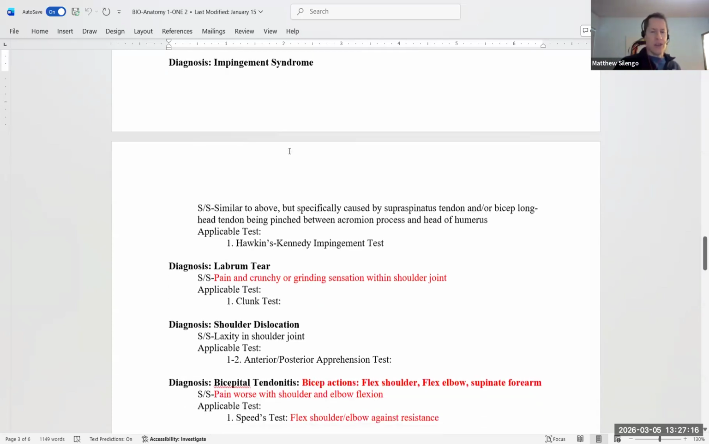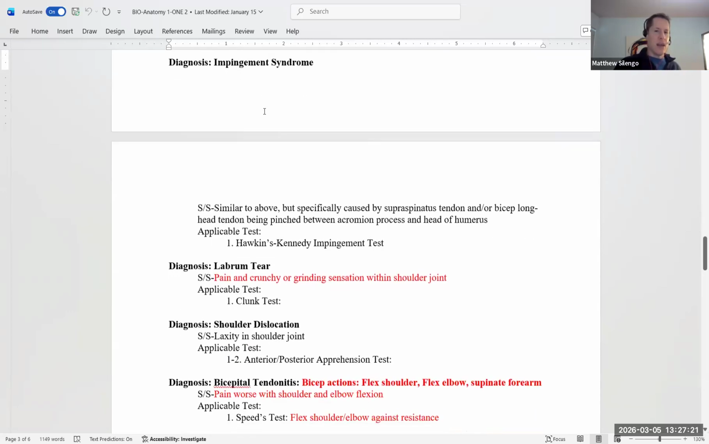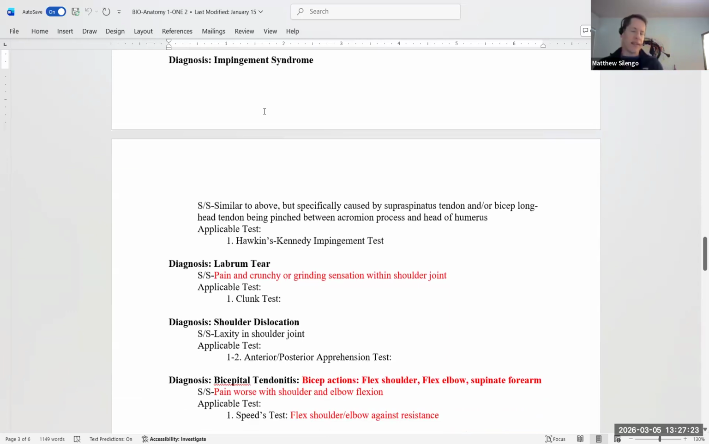Now, then we have something called impingement syndrome. Impingement syndrome is the same basic concept of supraspinatus tendonitis, but with impingement syndrome, what we're saying is that either the supraspinatus tendon and or the bicep long head tendon are literally being impinged, in other words, between the acromion process and the head of the humerus. So basically, there's not enough room. Literally, they're being pinched. So it's a little bit beyond just inflammation. We're not saying that it's just the tendons are irritated. We're saying literally they're being compressed. That's what they call impingement syndrome.